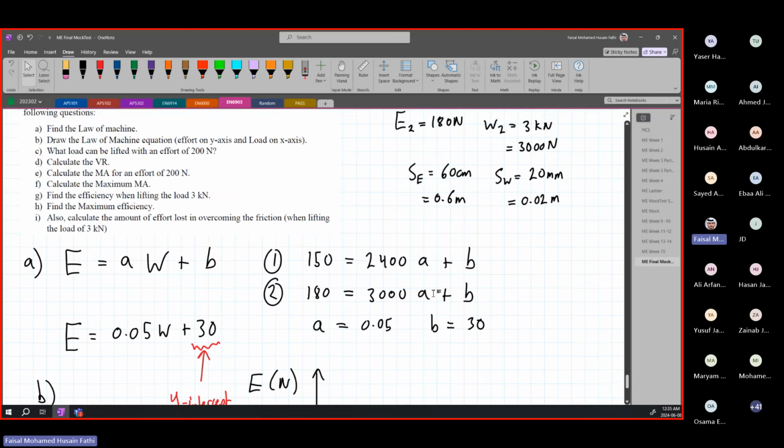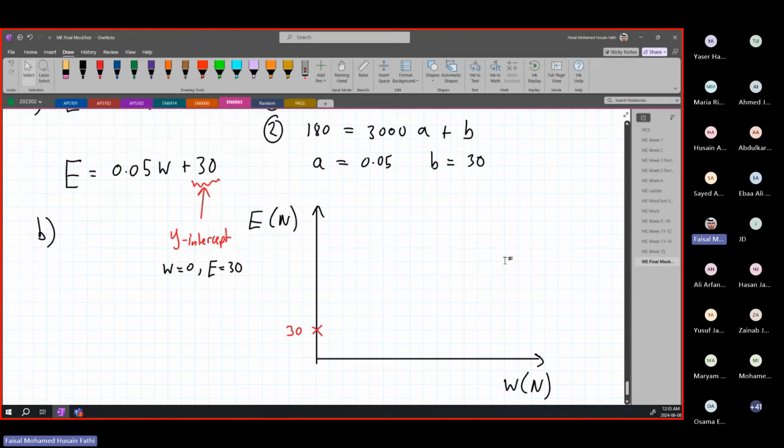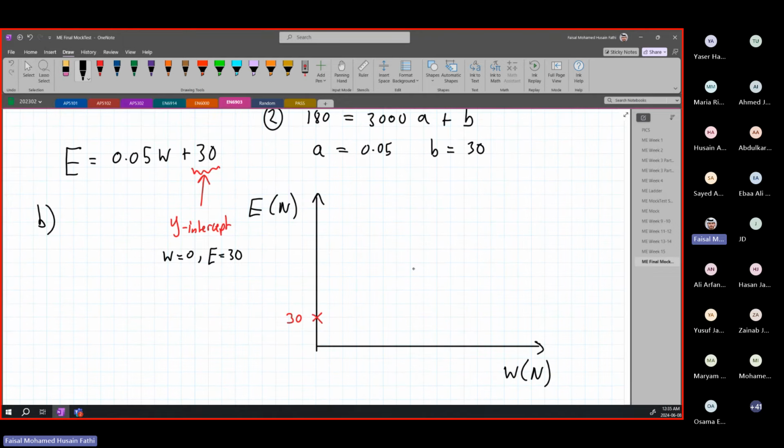And then the next point you're going to plot is you're going to take the smaller point between these two, the smaller values. In this case, it is 150 newtons. So it doesn't matter. You can choose this one as well, but it is easier to plot the smaller value. E1 is 150 newtons and W1 is 2400. So let's look at the E value first. It's the Y-axis. So this is 30. Let's say 150 is somewhere here. This is not to scale, but let's say 150 is over here.